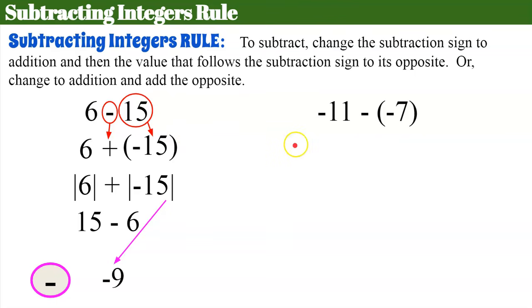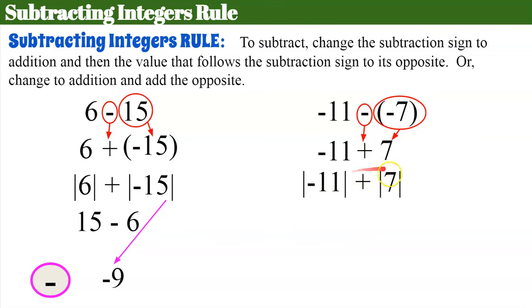All right, let's look at our second one. We're going to rewrite this. We're going to keep the first value, the -11. We're going to change subtraction to addition and add the opposite. The opposite of -7 is +7. Now I'm adding, and I have 2 different signs. So I'm going to find the absolute value of both. The largest absolute value is 11, and that was negative, so I know that my difference is going to be negative. So then I take the larger absolute value, subtract the smaller. 11 subtract 7 is 4, and my answer needs to be negative.